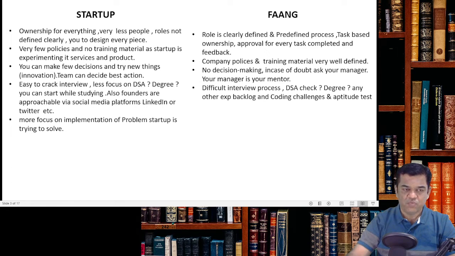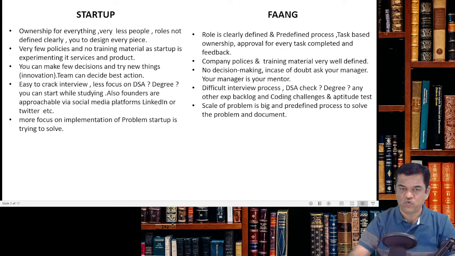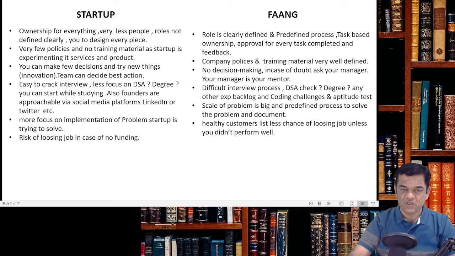In startup, more focus on implementation of the problem the startup is trying to solve. Whereas in FAANG, the scale of the problem is already big, with predefined processes to solve the problem and documents always available. In startup, you have risk of losing your job in case of no funding or a bad idea. Whereas FAANG has healthy customers and the chance of losing your job is very less unless you didn't perform well.